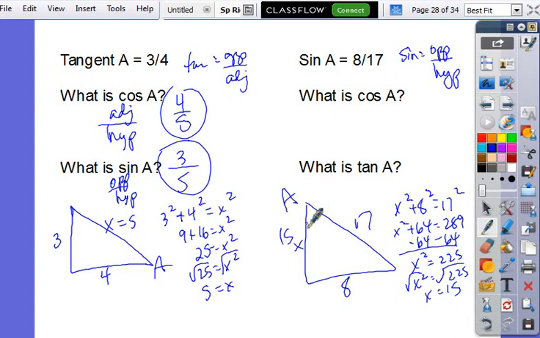All right, cosine of A. What's the rule for cosine? Adjacent over hypotenuse. So what is adjacent to A? 15. And the hypotenuse is? 17. So there would be my answer there. Tangent of A. What's the rule for tangent? Opposite over adjacent. Which one is opposite from A? 8. And then which one is adjacent? 15.